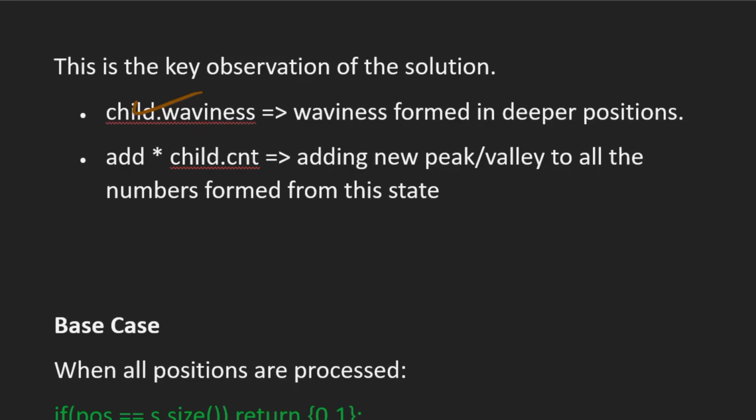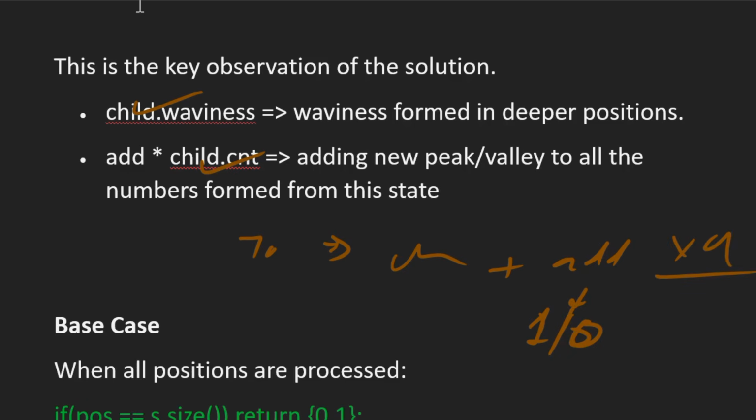So we get the child waveness, we get the child count, and then our formula is total waveness equal to child waveness plus add, which will be 1 if we have a valley or peak in the parent, else it will be 0, into child count, right? So this is the formula.